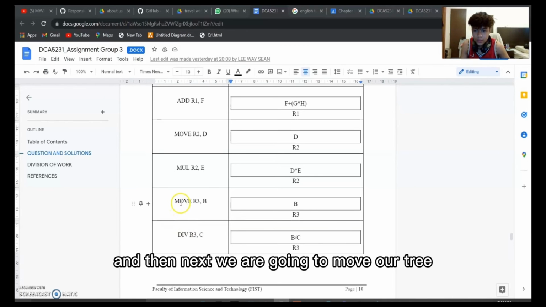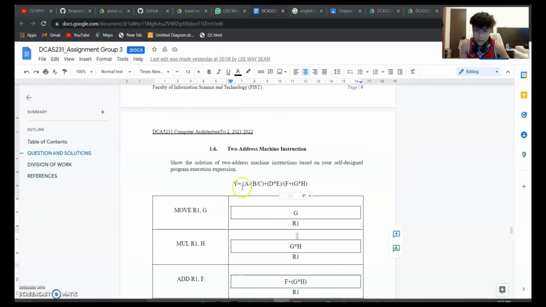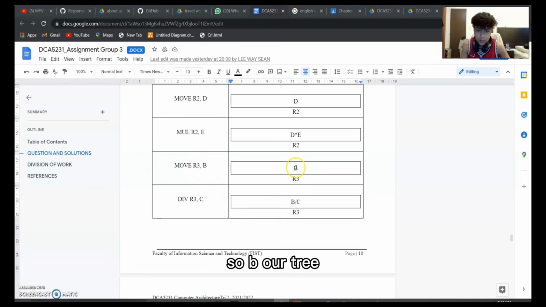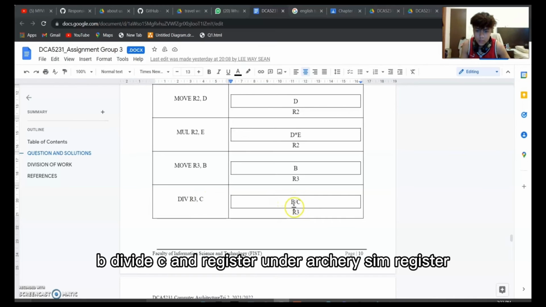And then next we are going to use R3, which is we move this one. We move B into R3, a new register. So B into R3. And then we divide C and R3. So B divide C is in register R3, the same register.